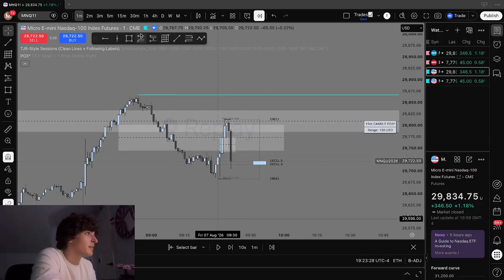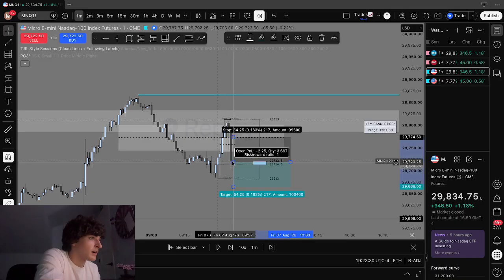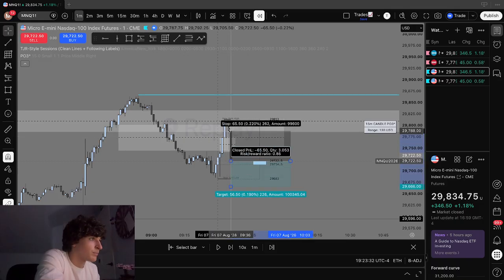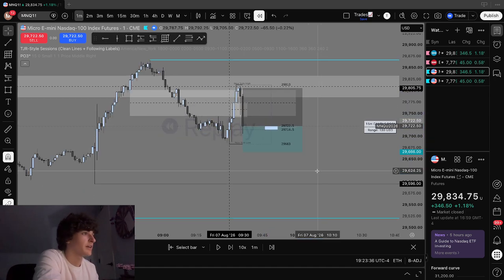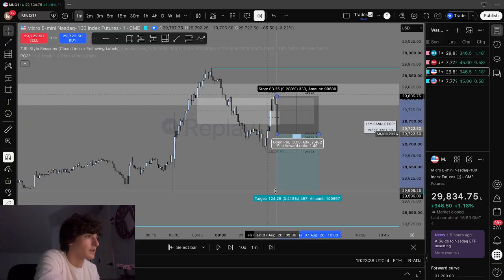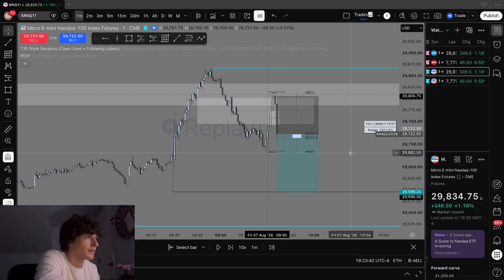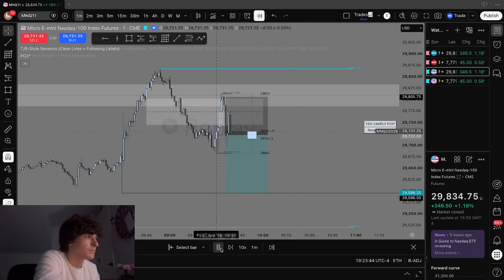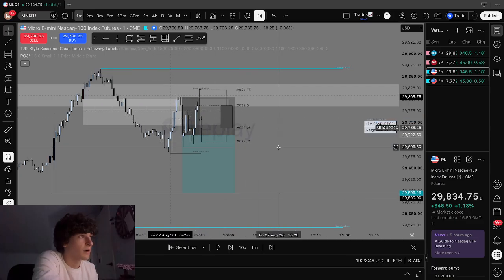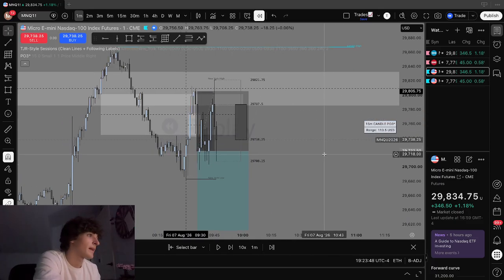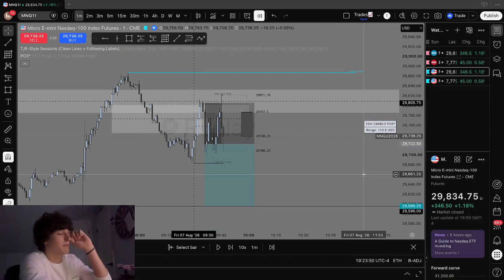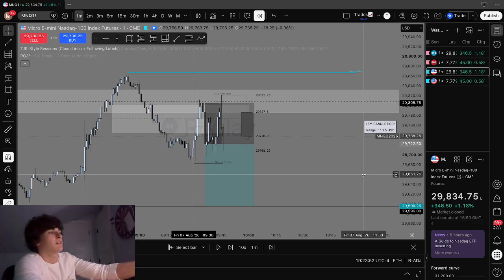So boom, 1 minute inverse. I thought it was a simple trade. Boom. Enter on the candle right there, and then target data low. Right there. Boom. We get stopped out. Our stop gets hunted.